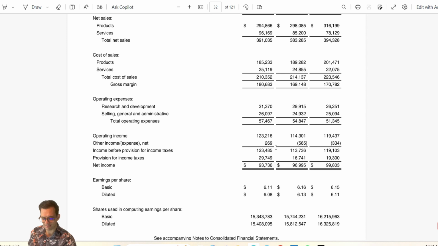And then that leaves an income before taxes of $123 billion. And then down here, they have to pay $29 billion in taxes.